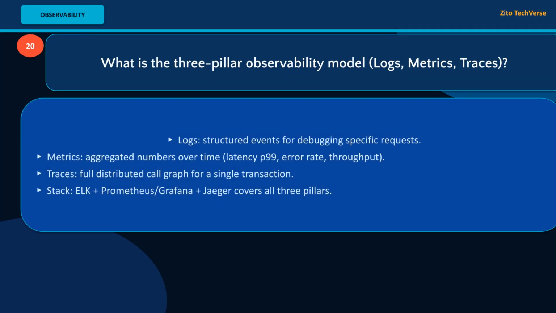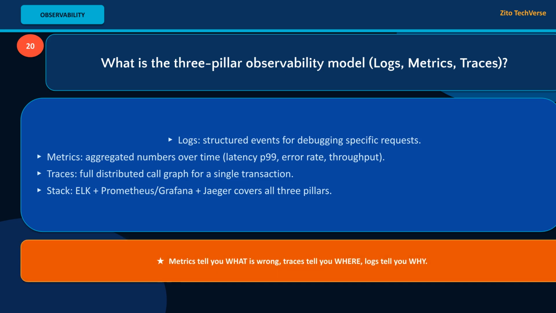The 3-pillar observability model consists of logs for debugging specific requests, metrics for aggregated performance data like latency and error rates, and traces for the full transaction journey. A stack featuring ELK, Prometheus, and Jaeger effectively covers these needs. Remember, metrics show what is wrong, traces show where, and logs show why.